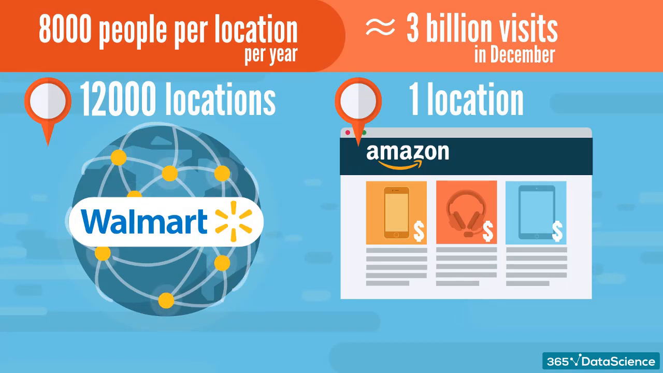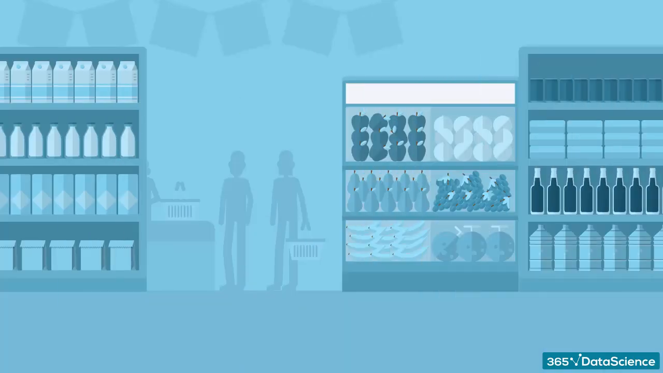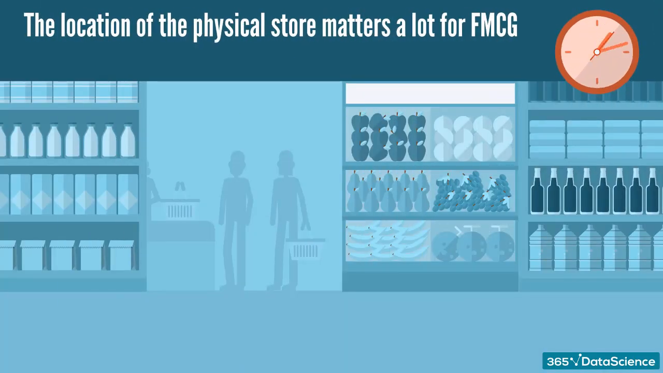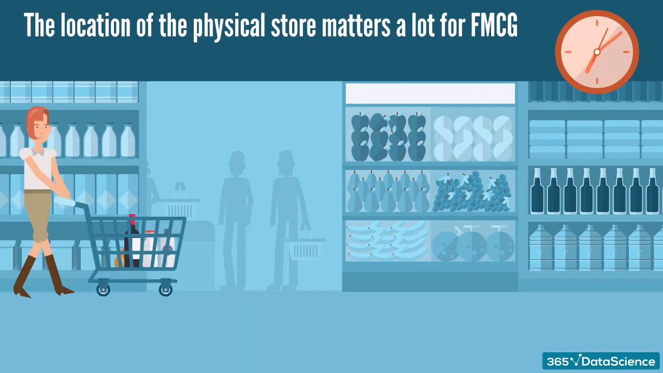Okay, using the word location is no accident. Physical store instances are called locations because it is the location that defines them. For some product categories, particularly the ones that are being purchased often and regularly, such as most fast-moving consumer goods, the location of the physical store matters a lot.